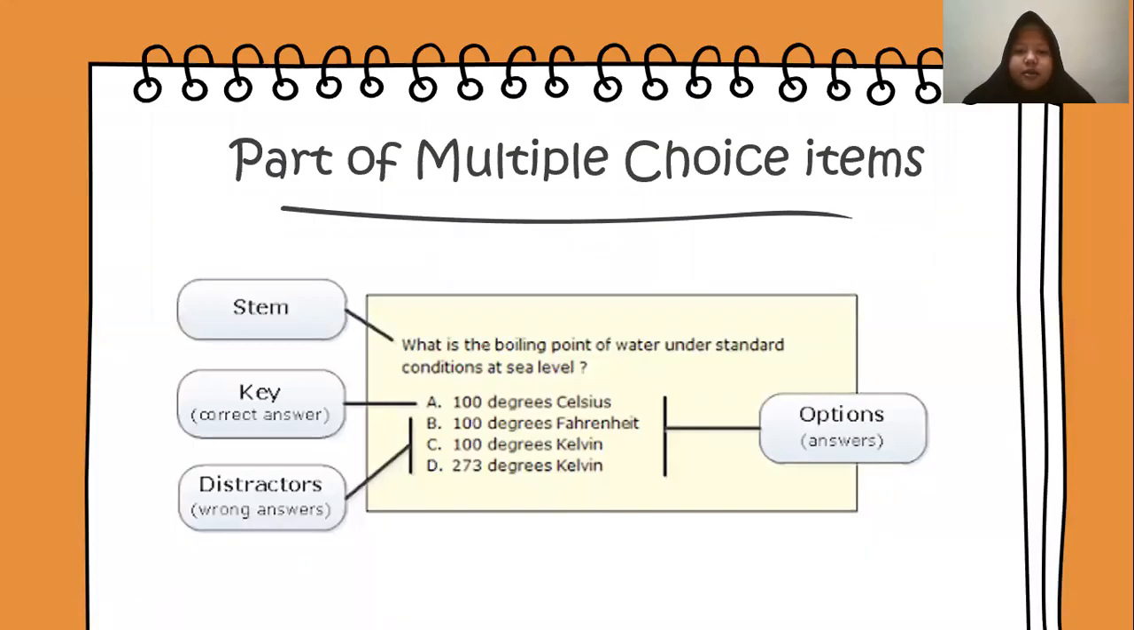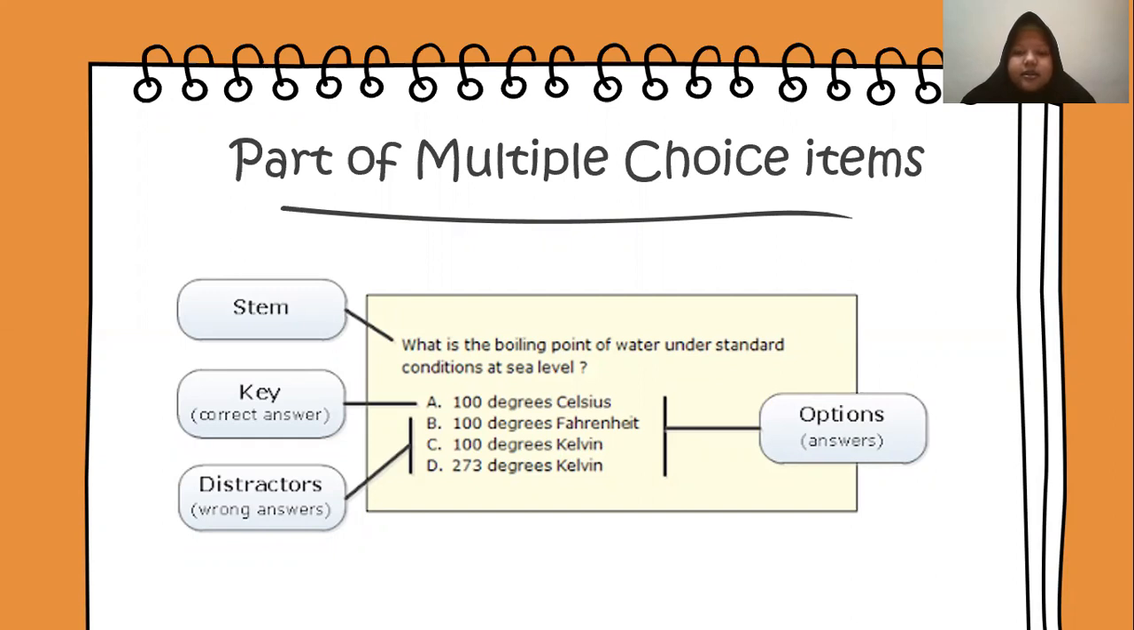This is the part of a multiple choice test item. The multiple choice test item consists of two parts. The first part is called the stem. The stem is the question or the incomplete statement that students should answer. And the second part is alternatives.